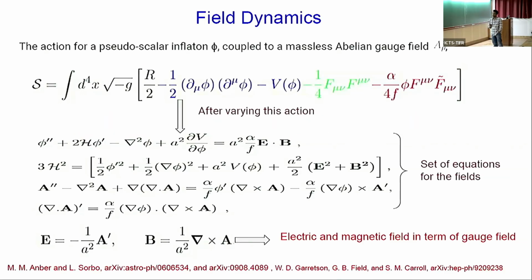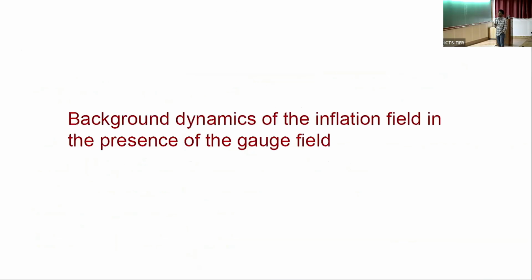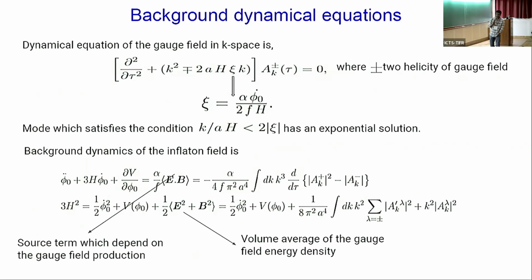If I solve the background dynamics, then these two terms will drop, and under these two assumptions I get this set of equations. If you look at the inflaton background equation, there is a source term present. This term comes from the presence of the gauge field, and to calculate it we have to know the time evolution of the gauge field. So to get this term I have to solve this equation.